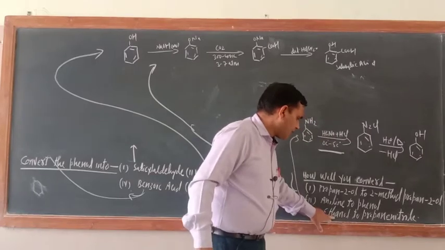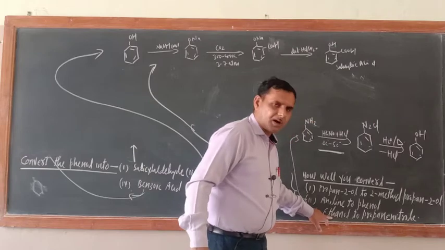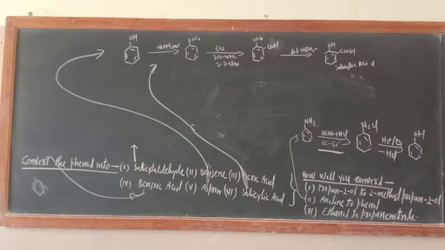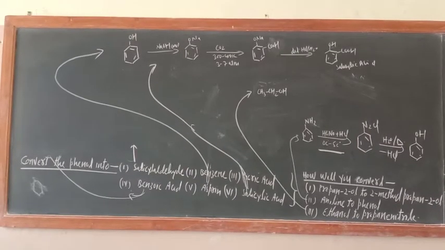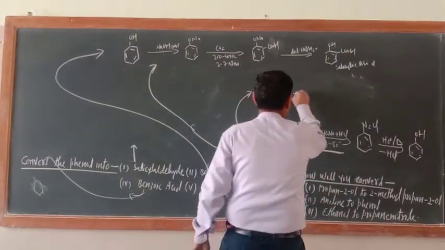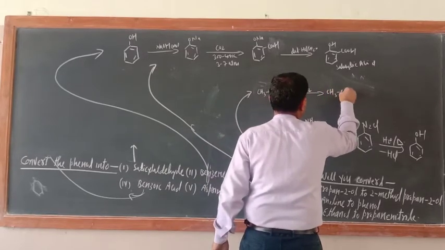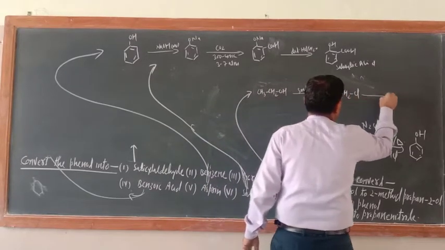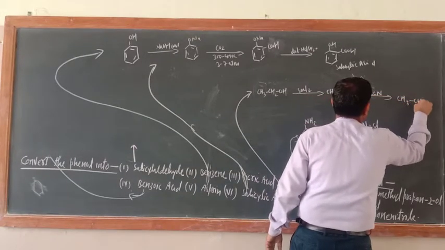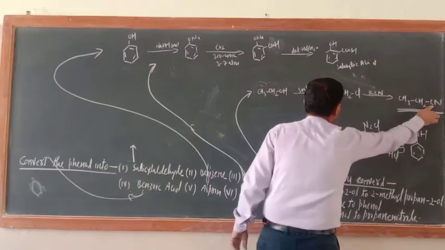Now ethanol to propane nitrile. Just see, here 2 carbon atoms are there, here 3 carbon atoms are there. So first of all ethanol. Just a minute. Let me rub this one. See, ethanol to propane nitrile. This is ethanol. Treat this one with SOCl2. So you will get CH3CH2Cl. Now treat this one with KCN. So you will get CH3CH2CN. This is only propane nitrile. In IUPAC system, cyanide is known as nitrile.